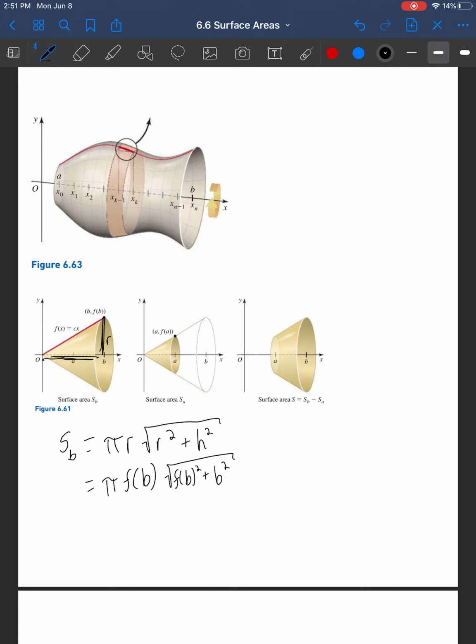S sub A, the surface area up to point A, is going to be the exact same thing. Now we're just going to have A instead of B. So this is pi times f of A, times the square root of f of A squared plus A squared.